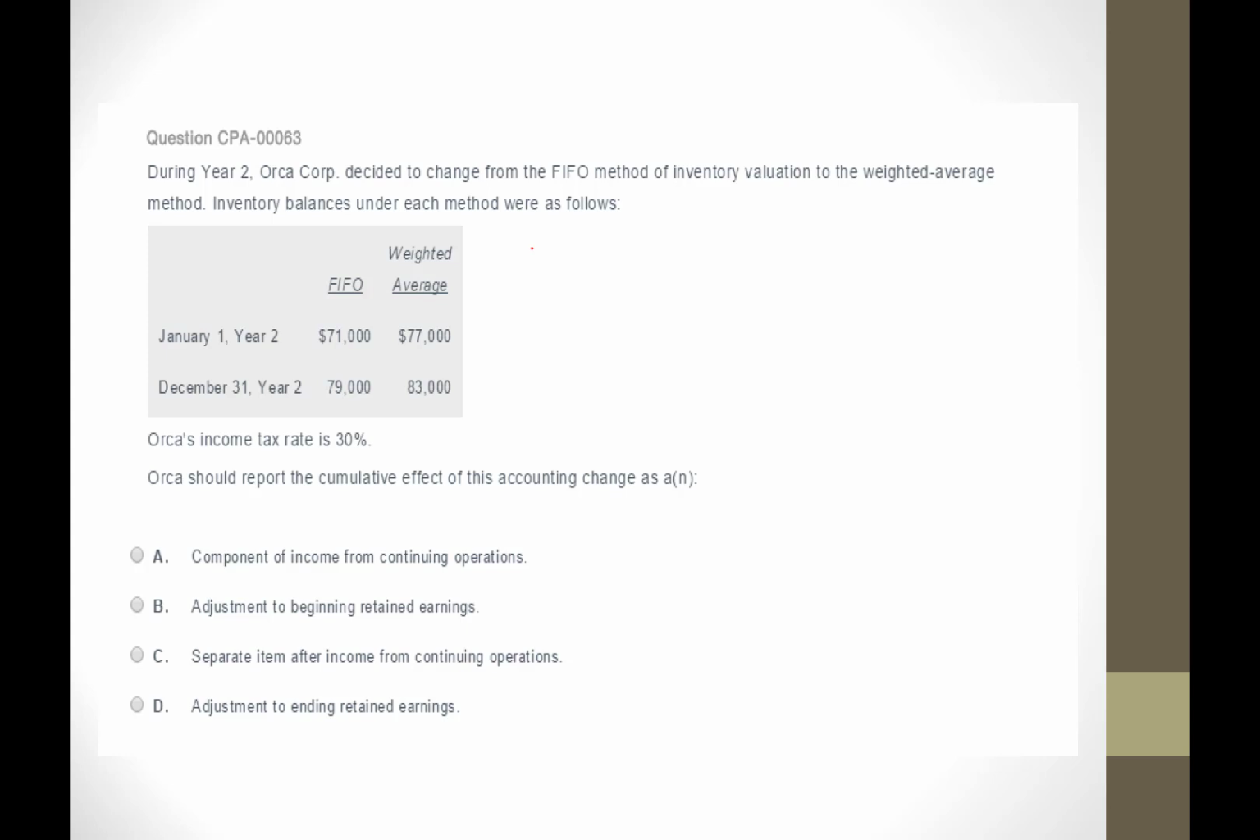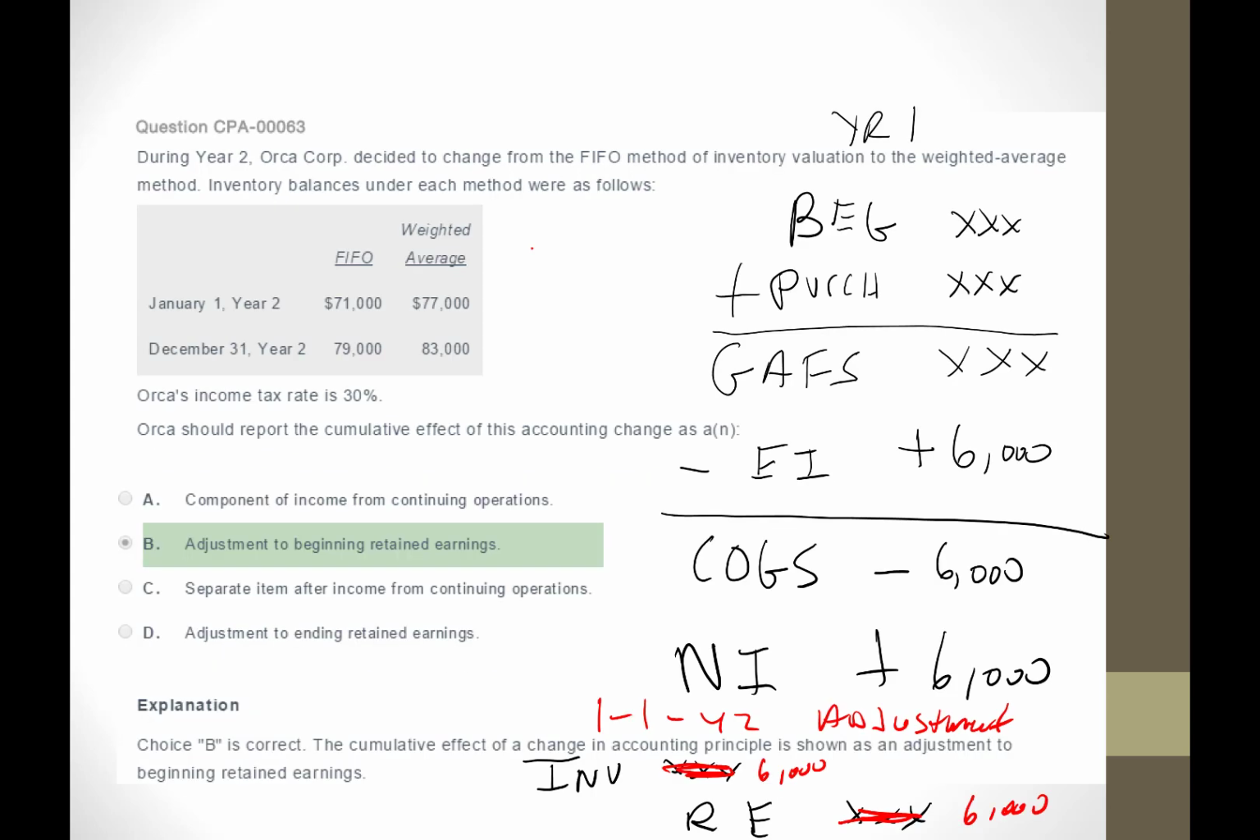It's not on the income statement, guys. It's an adjustment to retained earnings, isn't it? These other things are trying to put it on the income statement. Well, adjustment to ending balance retained earnings is nonsense. Okay? All right, so that's the answer.